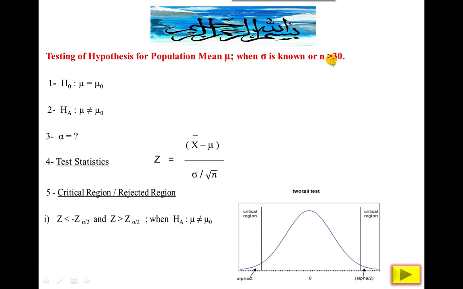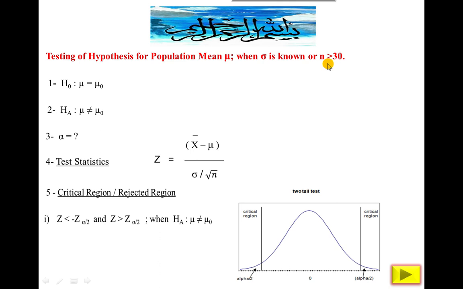In this video we will study testing of hypothesis for population mean mu when sigma is known or n greater than 30. Before this we have done testing of hypothesis for population mean mu when sigma is unknown, but in this sigma is known. In the previous topic we used the word "and" with n less than or equal to 30, meaning both conditions should be satisfied. But in this, if only one is satisfied, either sigma is known or n greater than 30, then we apply this method.